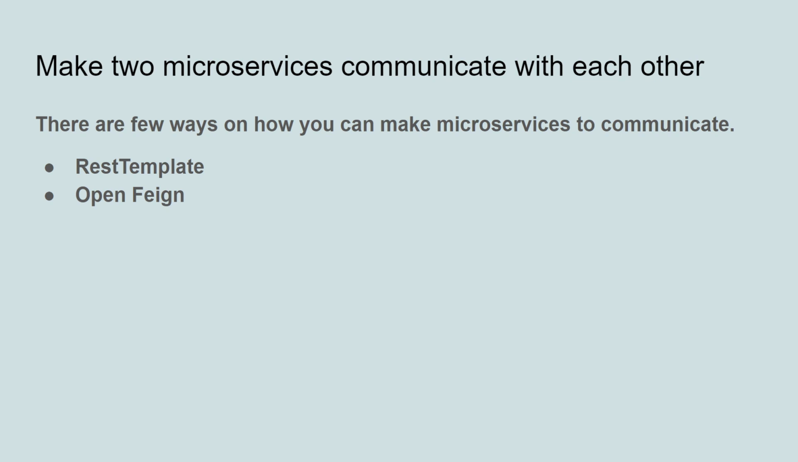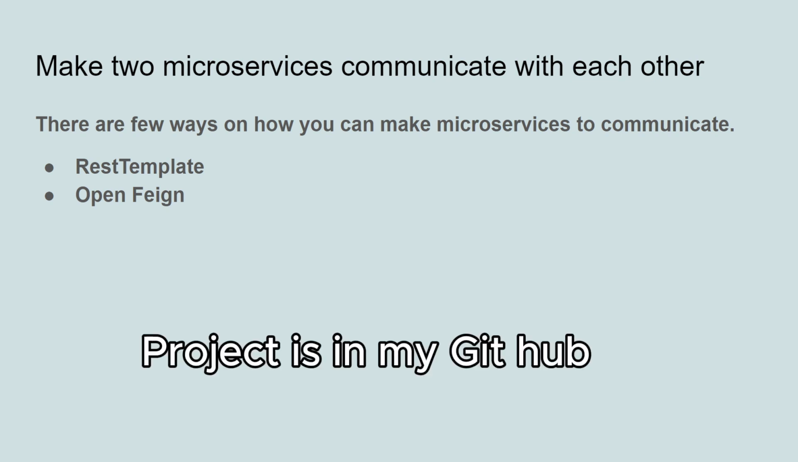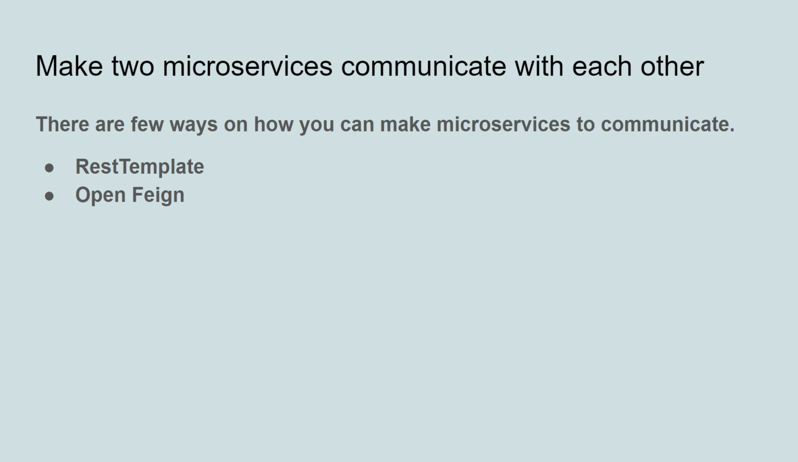Now, today we're gonna talk about microservices, and we'll learn how to make two microservices communicate with each other. There are a few ways you can make microservices communicate. We can use REST template and we can use OpenFeign. But for this project, we're going to use OpenFeign because it's the best way to make two microservices communicate. And this is what most people use when they are connecting two microservices.